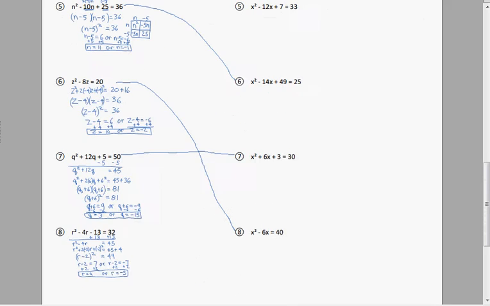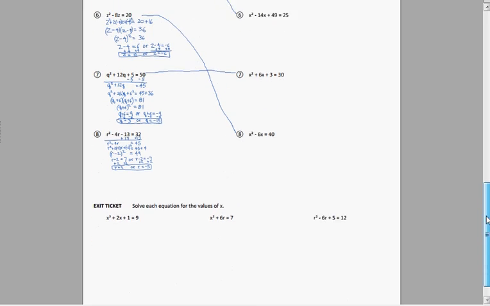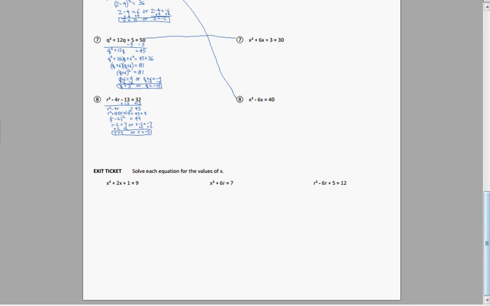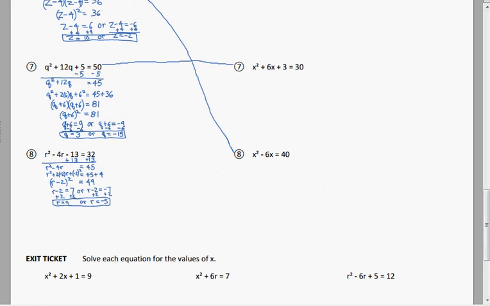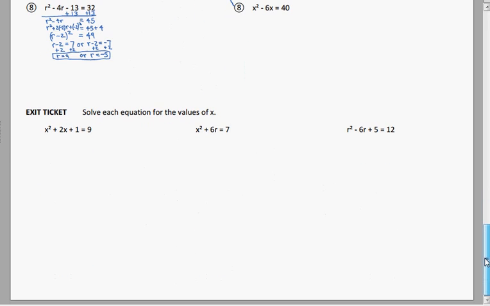With the worksheet, if you would do the exit ticket, I would appreciate it. There are 3 problems on the exit ticket. They're similar to the problems we've just worked. Let me know how you do. Thank you.